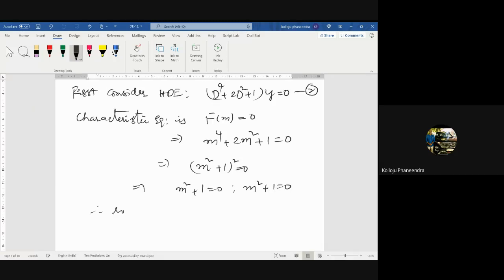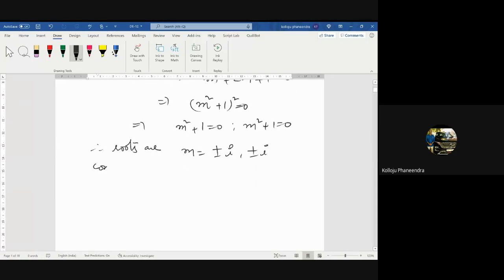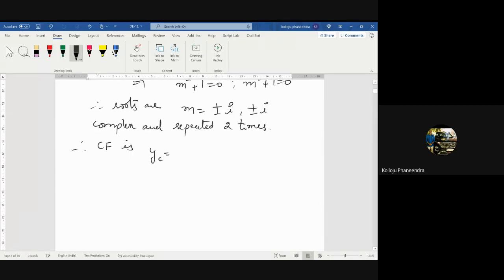Therefore, what are the roots? The roots are m = ±i for the first factor and also ±i for the second. The roots are complex and repeated 2 times. Therefore, the complementary function is yc equal to what? The real part is 0 anyway.